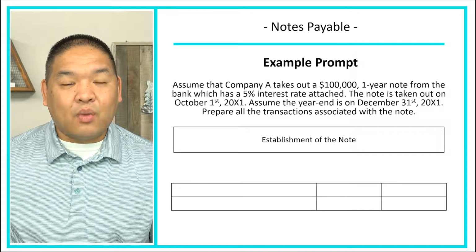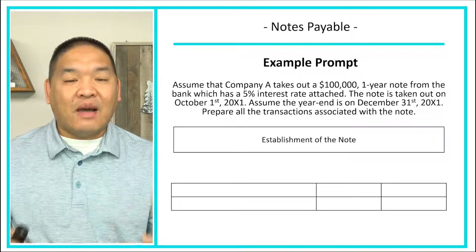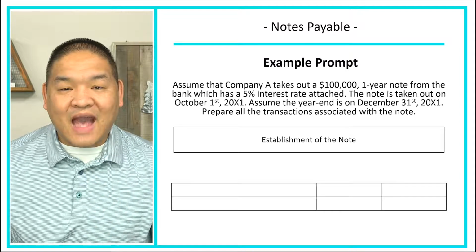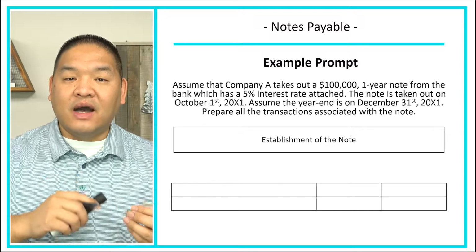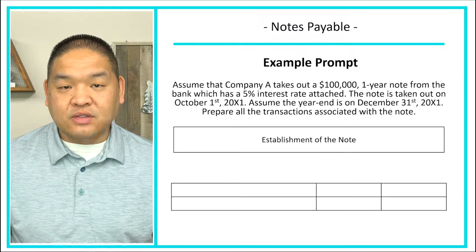Here we're doing step 1. Step 1 is the establishment of the note. So how do we establish the note? Well, what did we receive? We received $100,000 cash. And what did we give up? We gave up a promise to pay, a signature saying that we would pay back this $100,000.